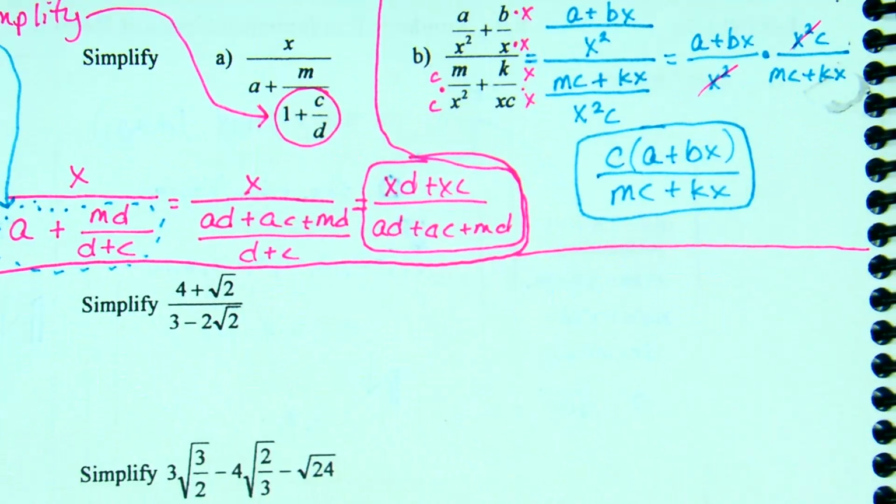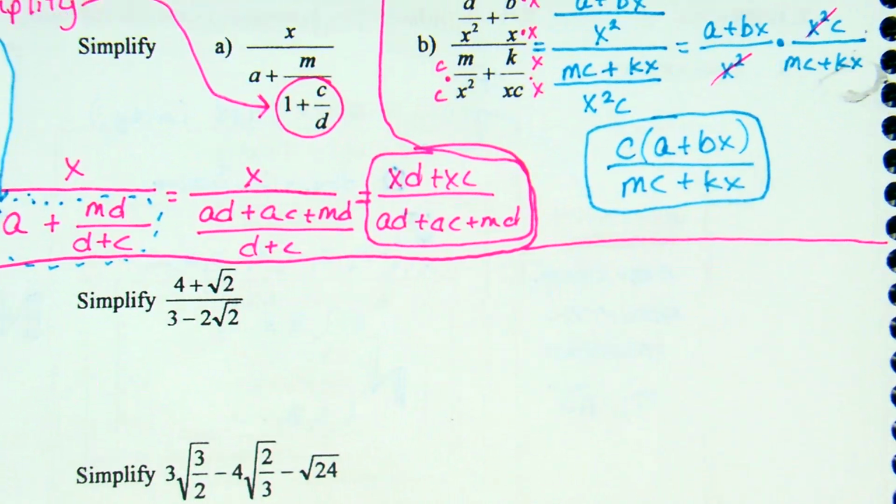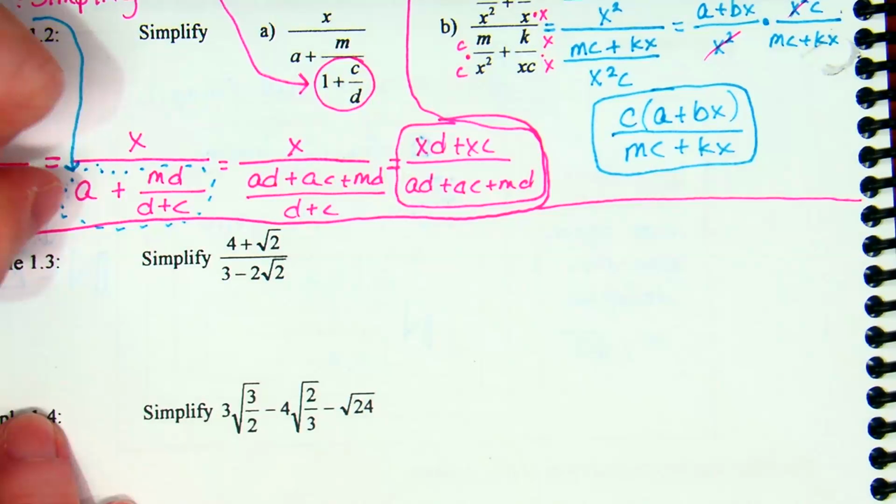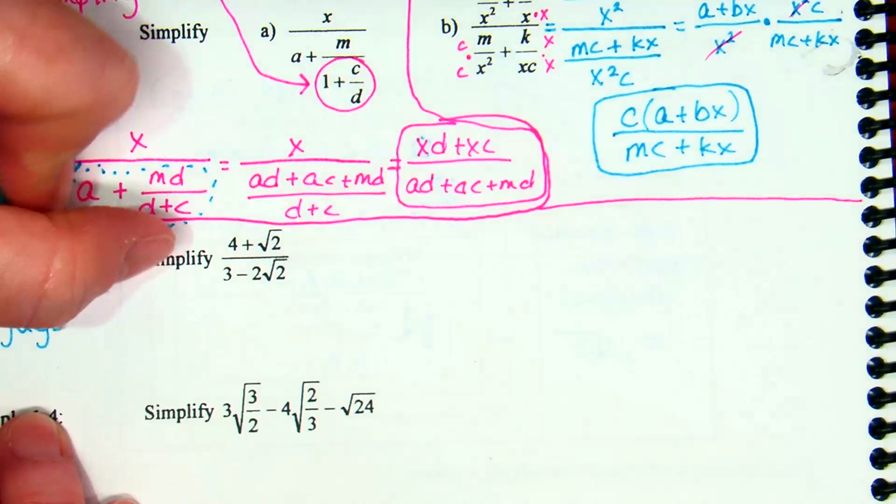Okay, can't have radicals in the denominator. How do we get rid of that radical in the denominator? We're going to rationalize. And how do we rationalize? What are we going to multiply by? Ooh, good word. The conjugate. Remember that word? What is the conjugate of 3 minus 2 radical 2? 3 plus 2 radical 2.